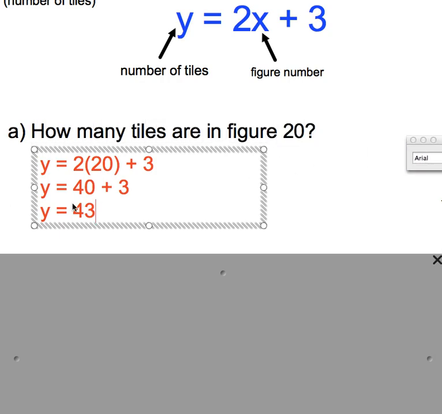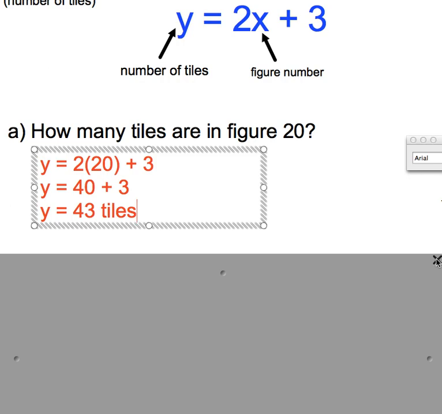Now, let's see if that makes sense. We wanted to know how many tiles. Y is the number of tiles, and down here we have y equals 43. So that would tell me that we have y equals 43 tiles. That was from figure 20.